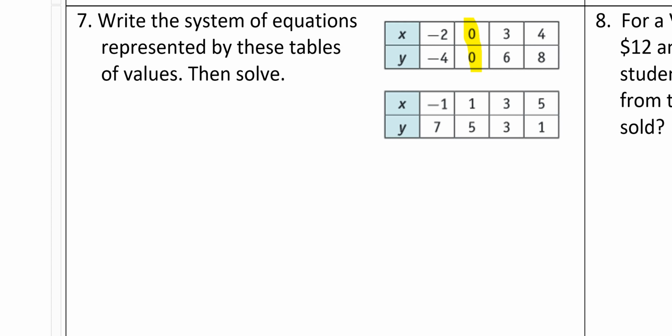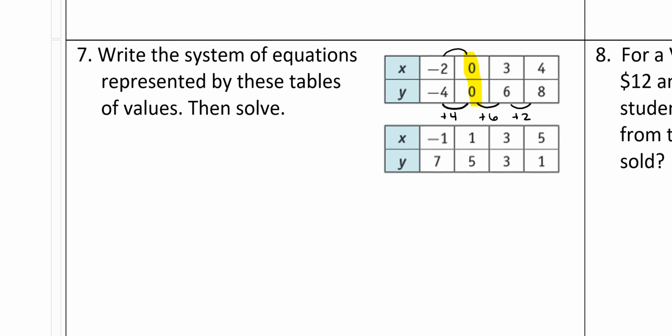Now the slope, let's count it. We have to do change in y. So that means we're going to be adding 4. This one's adding 6, adding 2. And then on top here, we're adding 2, adding 3, adding 1. So our slope here is 4 over 2, which is 2, 6 over 3, which is 2, and 2 over 1, which is 2. So our slope for this first equation is m equals 2.